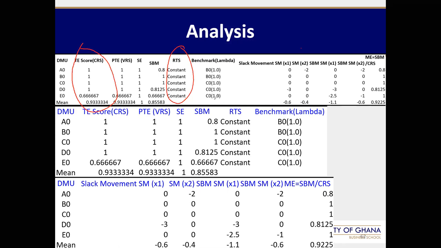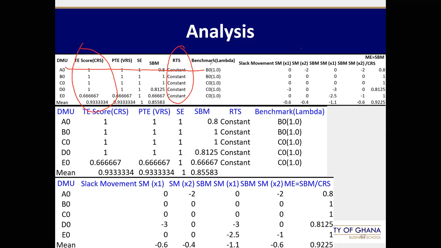Now, let's go to the benchmark. And then lambda. I'll talk about lambda later, but you can see that the benchmark for A is B. Do you remember that that was the case in the graph? Yes. We said that A is on the free disposable line. So even though it has an efficiency score of one, it's not strongly efficient. It's weakly efficient. So if you are weakly efficient, then you cannot be considered as a peer. What they are trying to show you here is that, in fact, they mistakenly called the peer the benchmark here. But the real thing is that the peer for A is B.